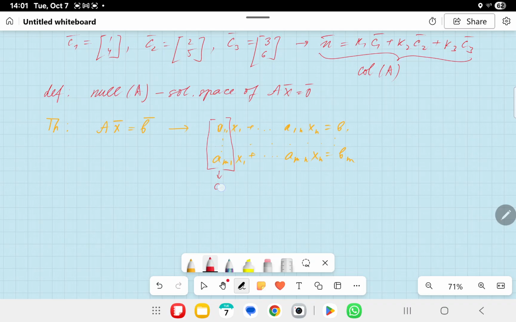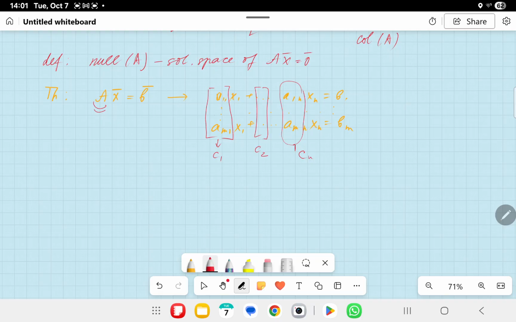coefficients are making column 1 of matrix A. The next coefficients are going to make column 2 of the same matrix, and these ones are making column n, right? And if you write down this system in the form of a product of x1 by column 1 plus x2 by column 2, and eventually xn by column n, it's supposed to be equal to the column vector b, right?